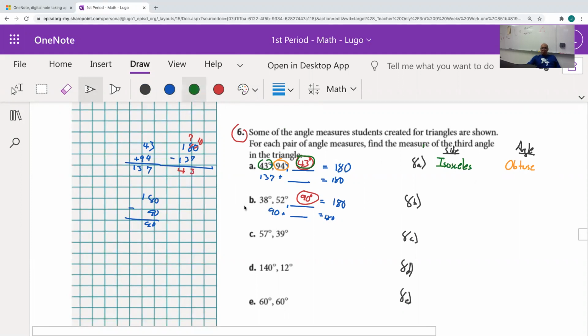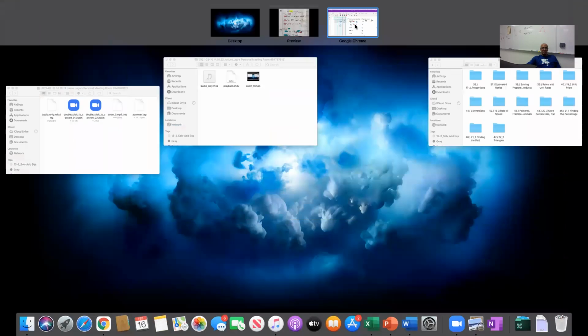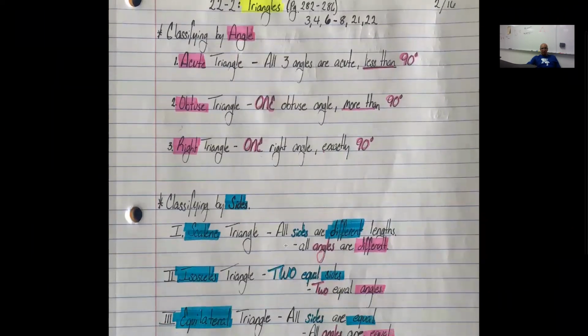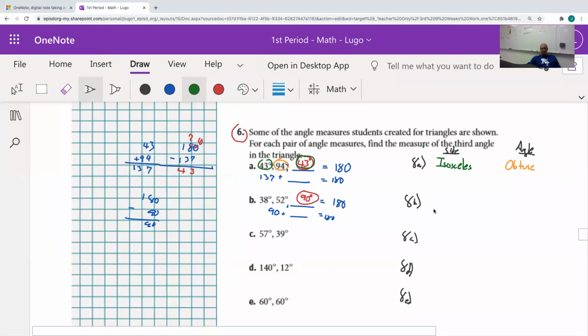If we do the same thing for 8b, notice how there are no repeating angles. All of them are different. That means that all the sides are going to be different, just like we saw over here. If all sides are different, all angles are different, that's going to be a scalene triangle.